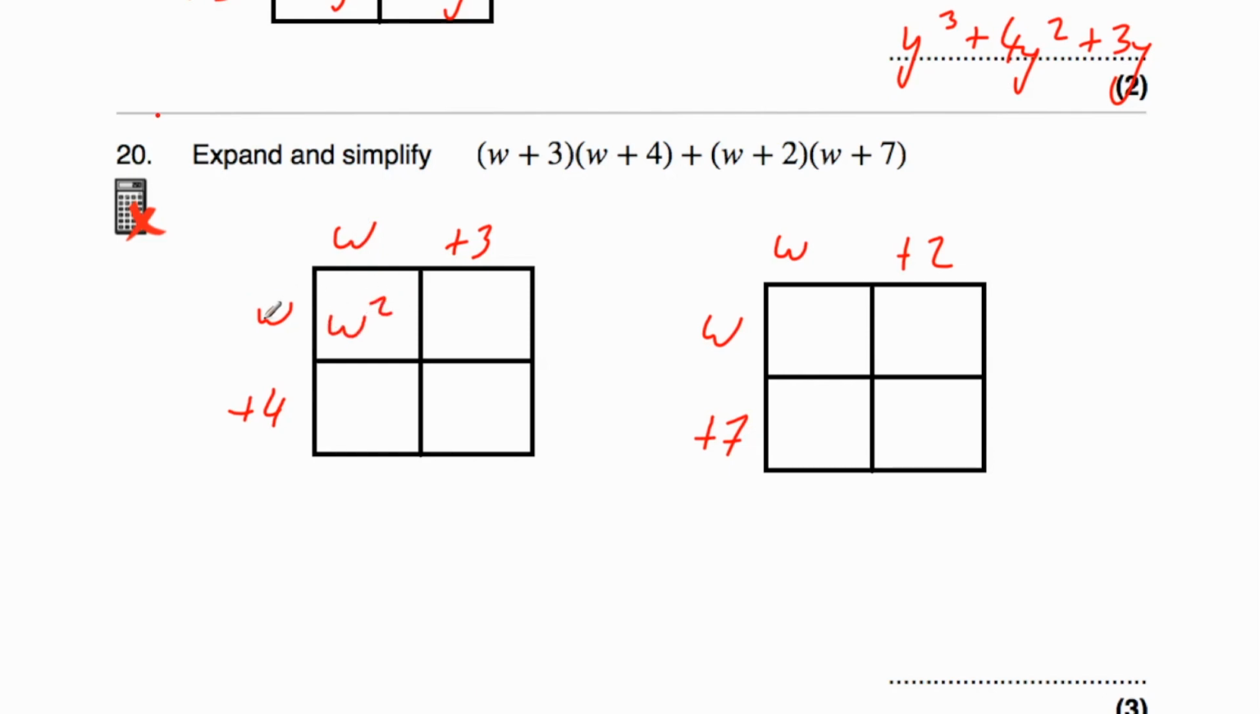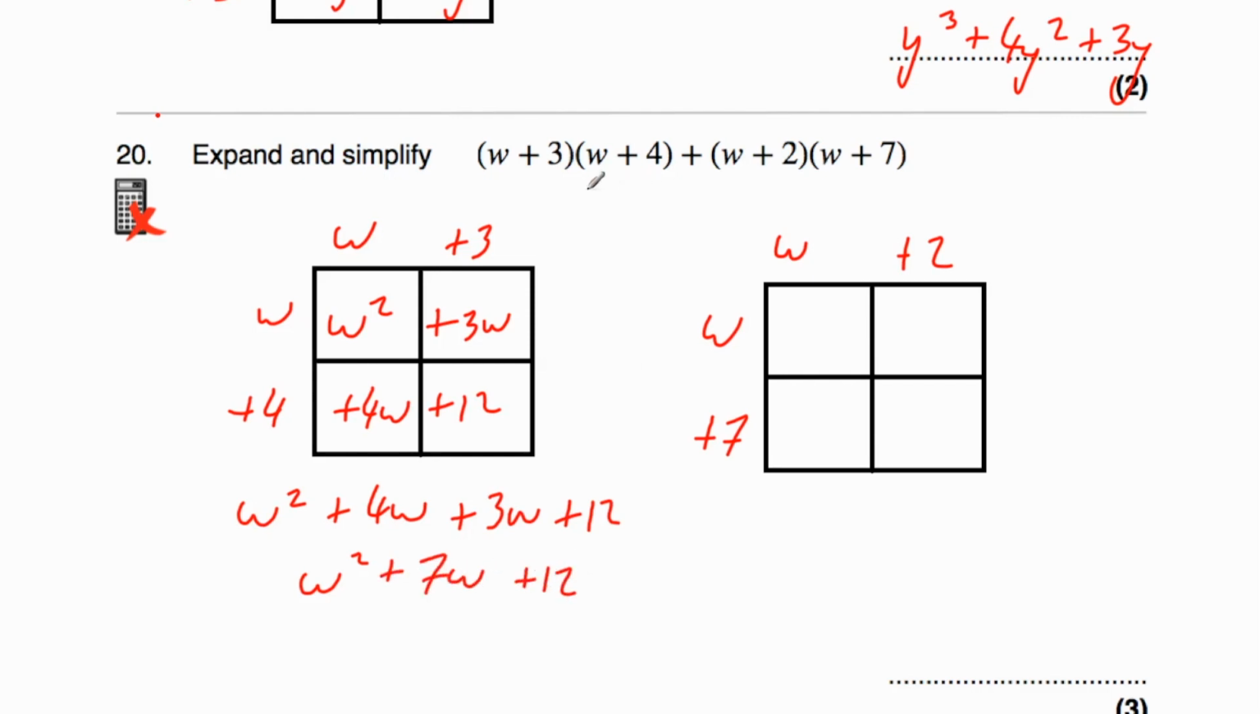So for this grid, our first pair of brackets, we've got w times w is w squared, and w times 3 would be plus 3w. Next, we've got w times 4, so that'll be plus 4w, and we've got 3 times 4, which would be plus 12. So expanding our first pair of brackets would give us w squared plus 4w plus 3w plus 12. 4w plus 3w is 7w, so that's w squared plus 7w plus 12. So that's what we get when we expand our first pair of brackets.